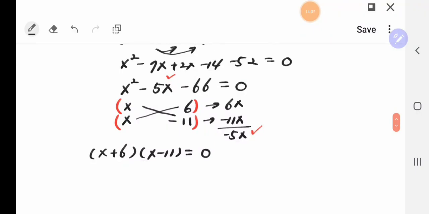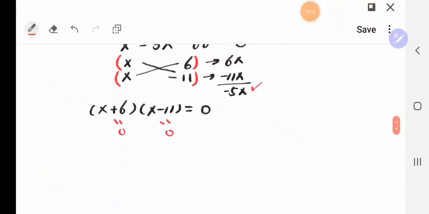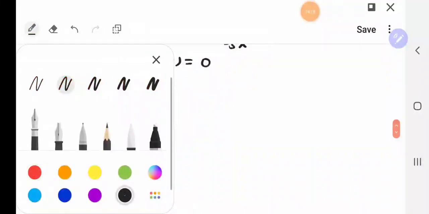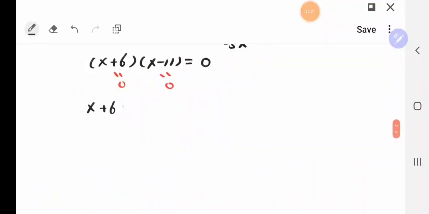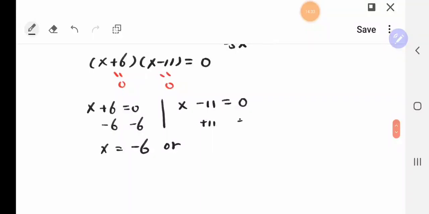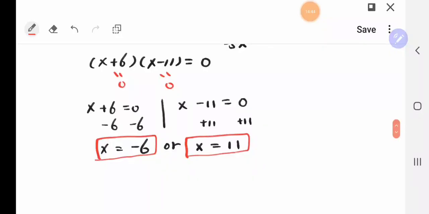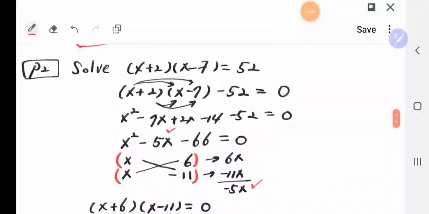Now the left side of the equation is a product, and that product is equal to 0. So we can set each factor equal to 0, and then write the equations for these two factors. So x plus 6 is equal to 0, or x minus 11 is equal to 0. Then minus 6 each side, then x equals negative 6, or plus 11 each side, then x is equal to 11. So we just found two solutions. X is negative 6 or 11. So once you plug in 11 or negative 6, then the equation will be true.